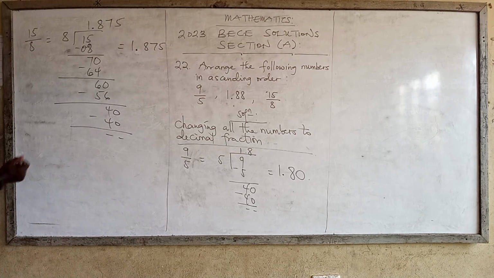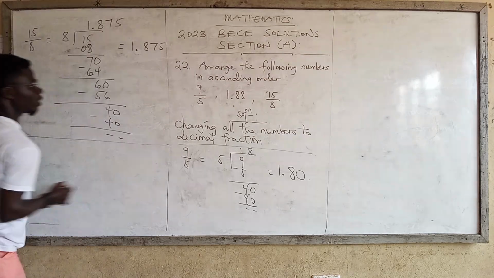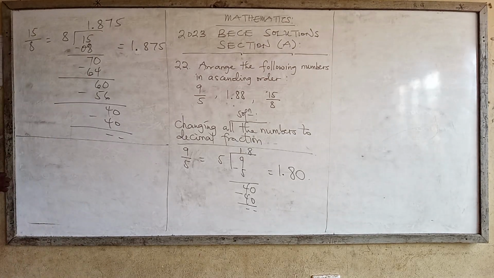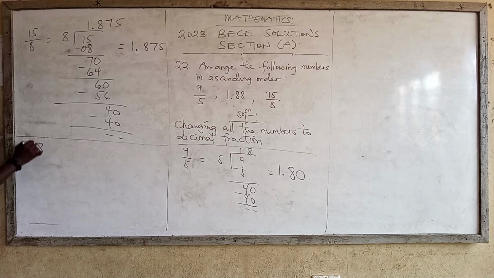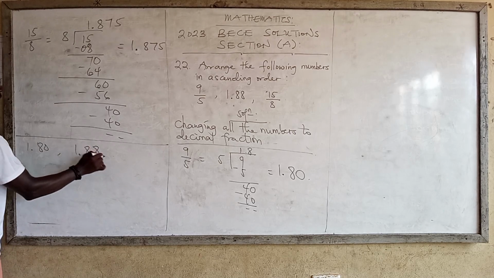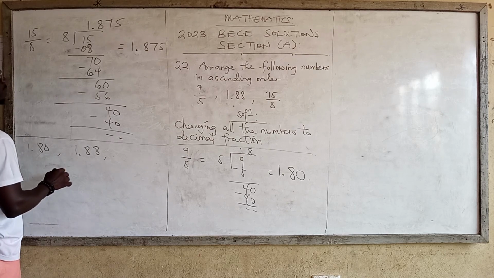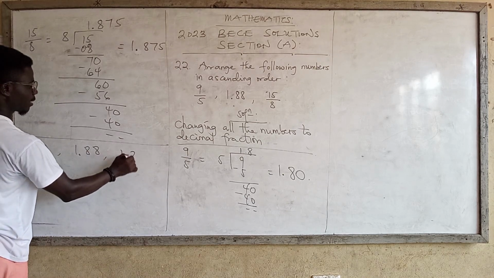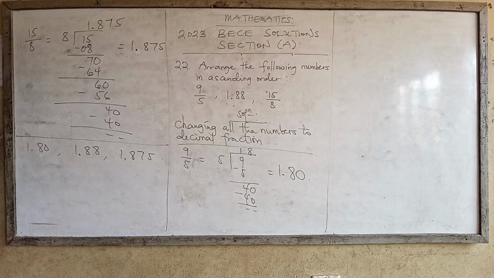1.875. Now, in all, we can also write 9 over 5 as 1.80. Then we have 1.88. Then we have 1.875. Okay. So now let's see how best we can compare these.